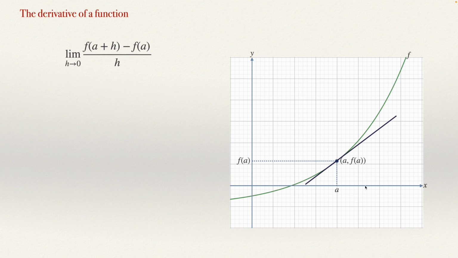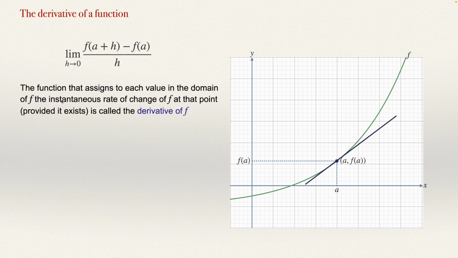That could happen for any point or for many points in the graph of f. So we can define a function for each value of x that is part of the domain of the function, but also for which this limit exists. This function, which assigns to each value in the domain of f this limit, the instantaneous rate of change of f at that point, is called the derivative of f. So the derivative of f is a function that assigns to each value of x the slope or the instantaneous rate of change at that point.